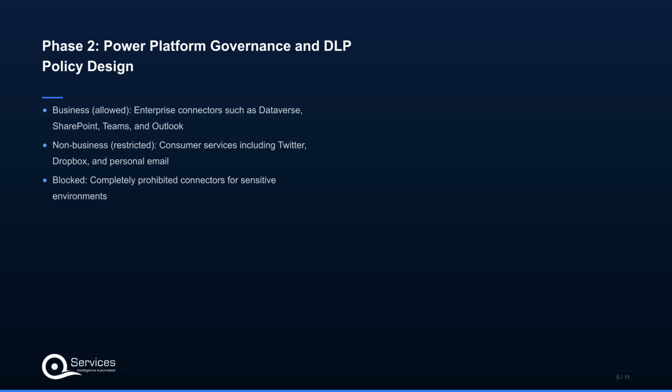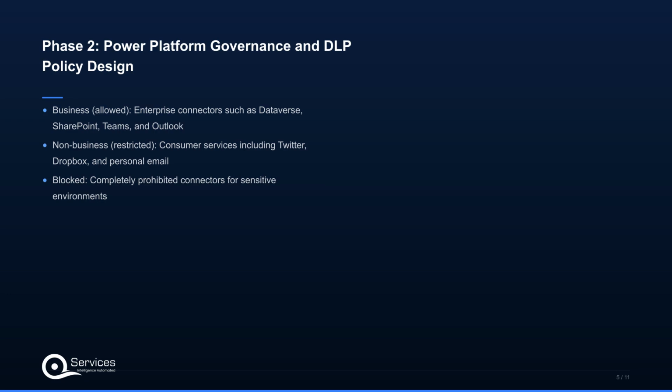Let's talk about moving on to Phase 2, Power Platform Governance and DLP Policy Design. Power Platform Governance is the collection of policies, processes, and controls that determine what can be built, where it can run, and who can access which data. Without it, shadow IT grows, apps built outside IT visibility, connecting to data sources that violate compliance policies. Power Platform Governance prevents shadow IT through DLP policies, environment strategies, and approval workflows.